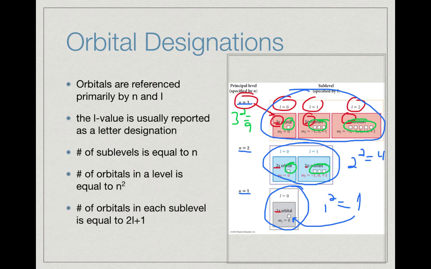And the number of orbitals in each sublevel is equal to 2 times L plus 1. So I'll let you do that math by yourself, since this got a little bit messy on that slide. But it does work out fairly easily. It's not something you really have to memorize, but it does give you kind of a handy tool to remember how many orbitals are in each sublevel.